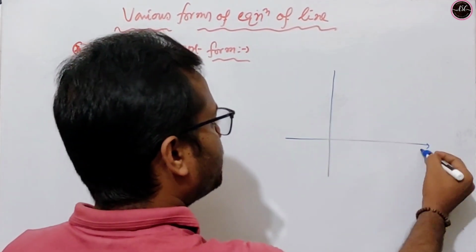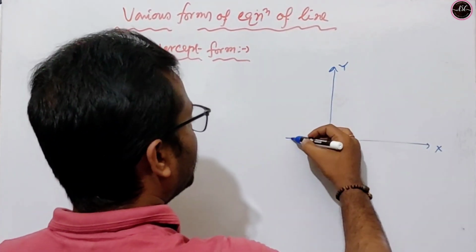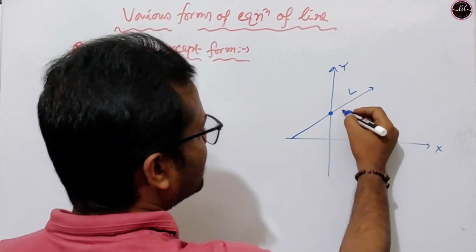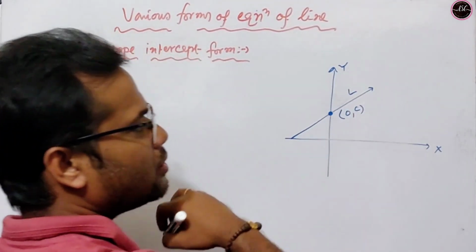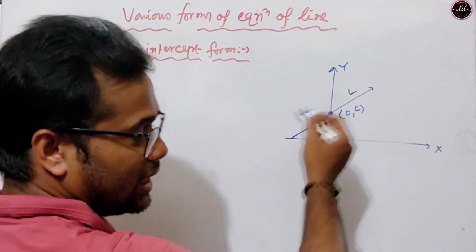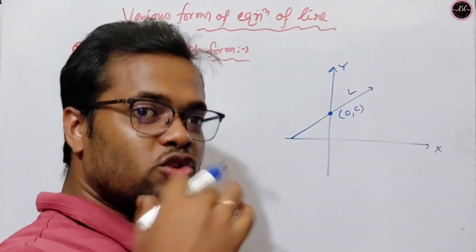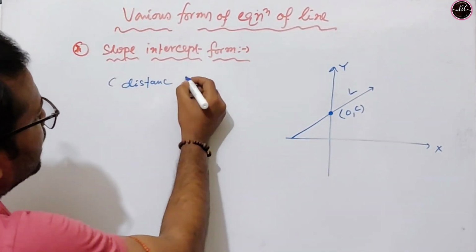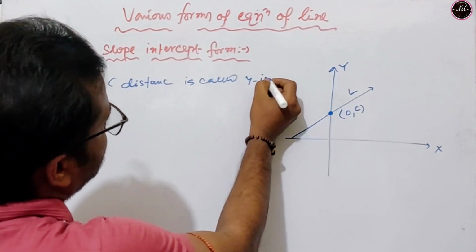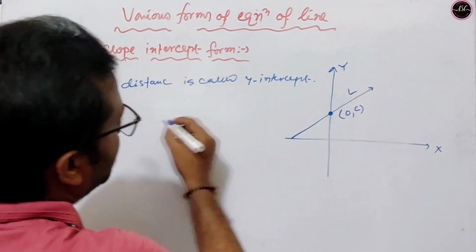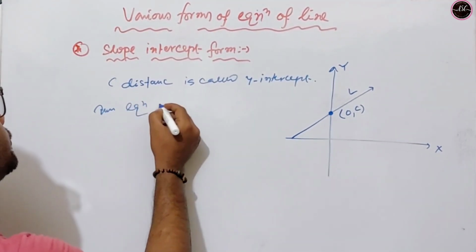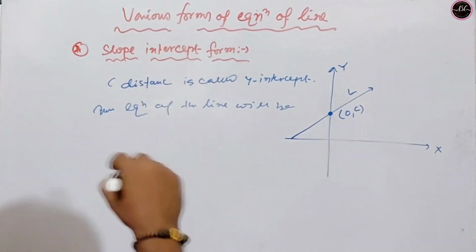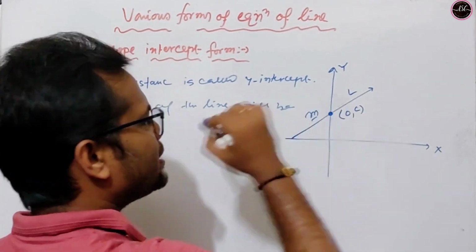So this is a coordinate plane, and a line L, and let this line cut the y axis at (0, c). So this distance c is called the y intercept, and the equation of the line will be, what will be, here the slope of the line is m.